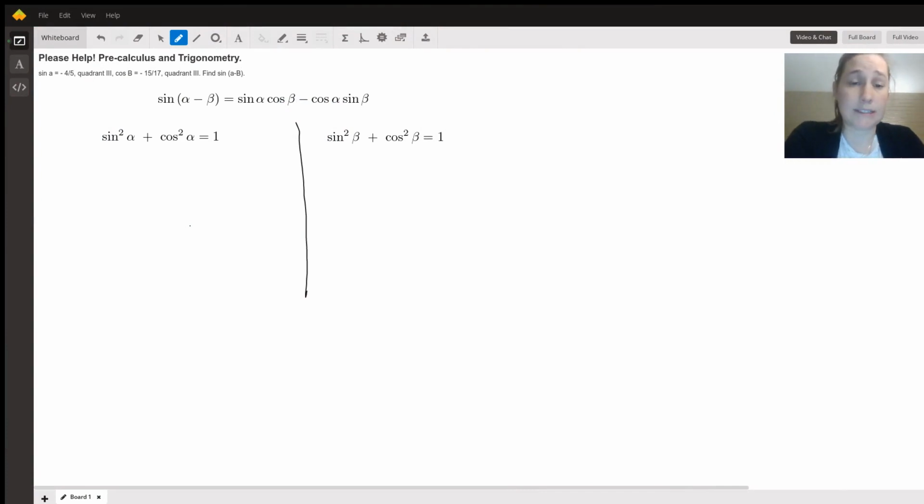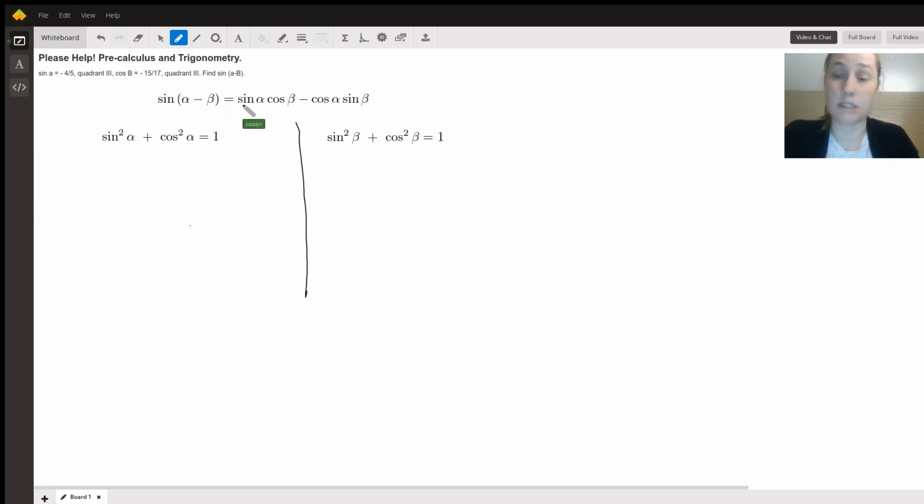What we have here is an application of the sum/difference identity. This problem is asking for sine of alpha minus beta. So I went ahead and wrote out what that formula is. The idea here is basically to substitute what we know into this formula. We are given sine of alpha, which is -4/5, and sine of beta, which is -15/17.